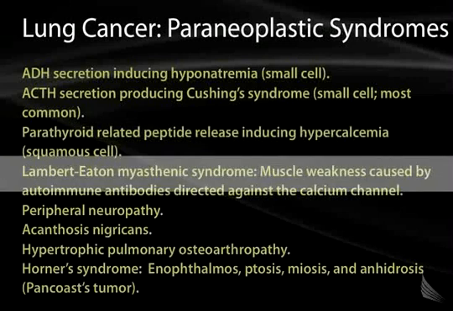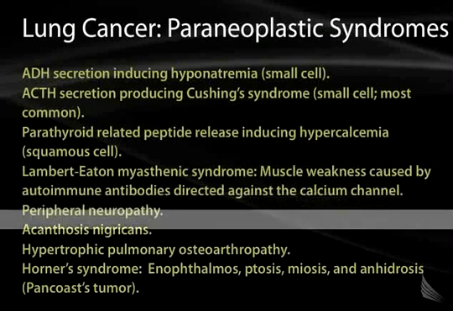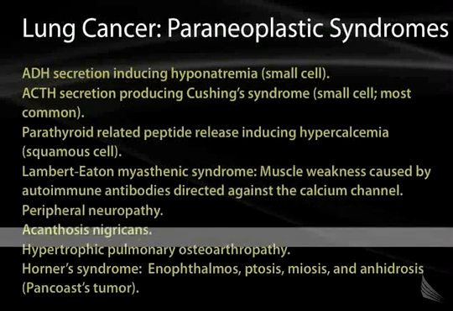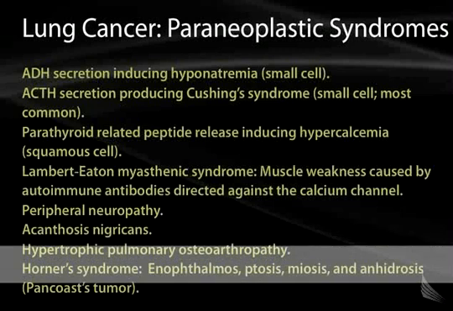Lambert-Eaton myasthenic syndrome is normally seen when you have muscle weakness caused by autoantibodies, and this is directed against the calcium channels. When patients have a paraneoplastic syndrome, they can also have peripheral neuropathies, acanthosis nigricans, as well as osteoarthropathy. Horner syndrome, as previously stated, can be seen by ptosis, miosis, anhidrosis, and enophthalmos.